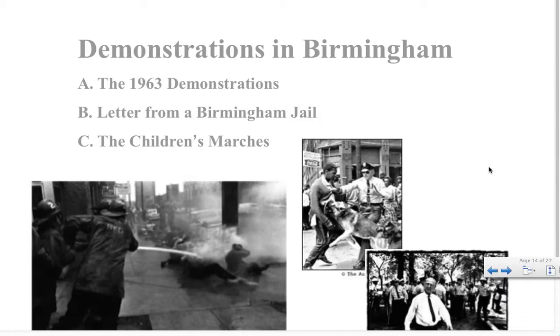Again, the demonstration at Birmingham, we see the letter from the Birmingham jail, and they staged children's marches in protest of the violence used to suppress their nonviolent actions.